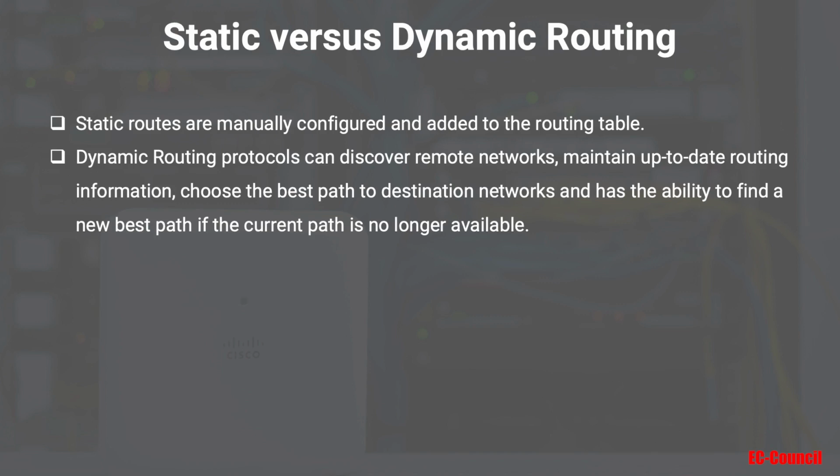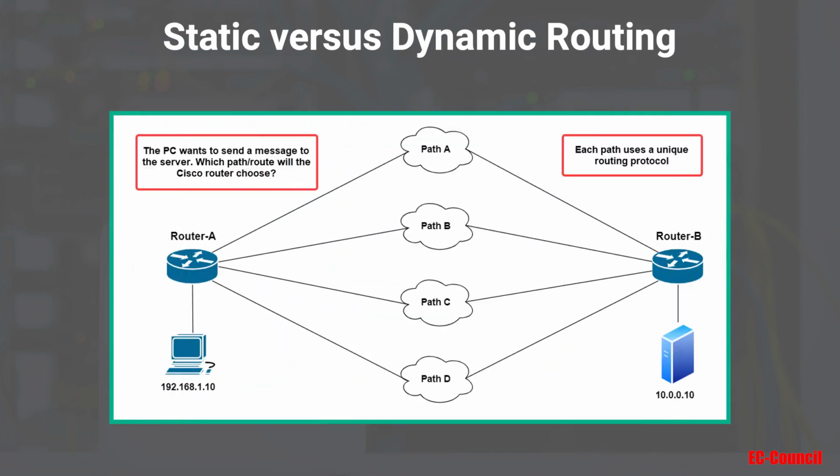So let's take a look at this topology. We have PC1 and there's a server across on this side. At both ends we have routers, and we have 4 different paths. The main question is, let's say PC1 wants to send a message across to the server. Which of these paths will router A choose? Will it be path A, path B, path C, or even path D?